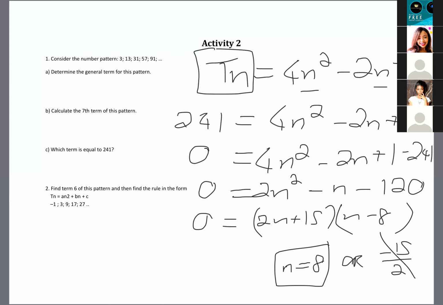Okay, now let's move over to question 2. Question 2 says, find term 6 of this pattern and then find the rule in the form of Tn is equal to an squared plus bn plus c. So whenever you see them say find the rule, you know that it's just the general term. Don't let that confuse you. It's the exact same thing.